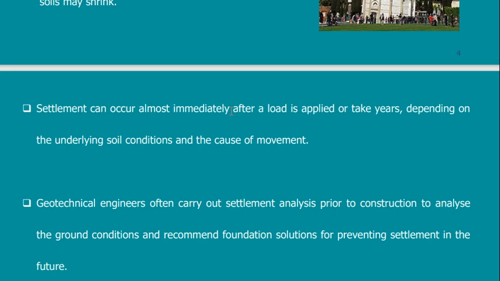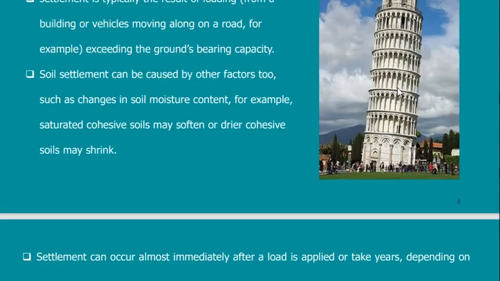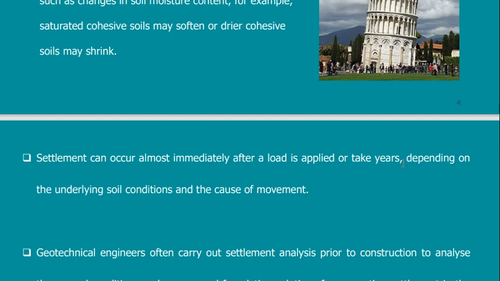But in clay, similar to this tower, by the way, this tower did not start to tilt except after a few months of construction. It did not start to tilt from day one. No, they started to build, they put load, one layer, and then it started to tilt. So it depends on the type of the soil, whether it is immediate or long-term settlement.